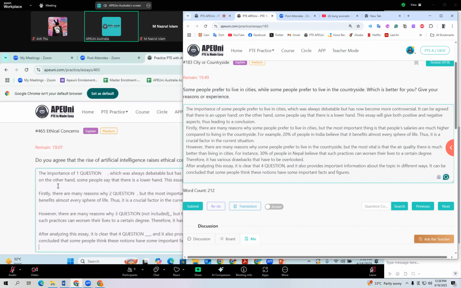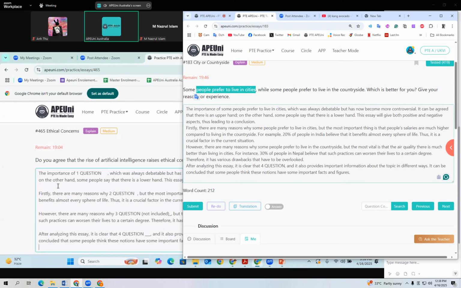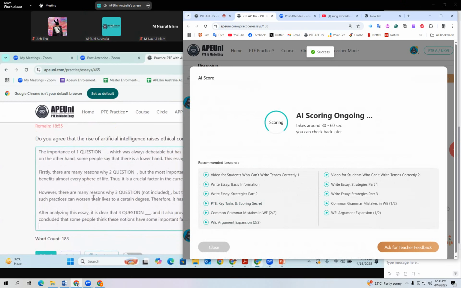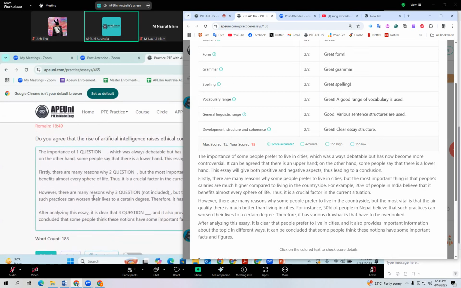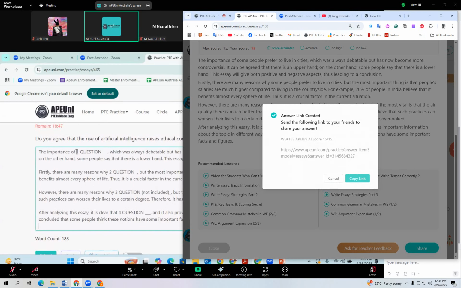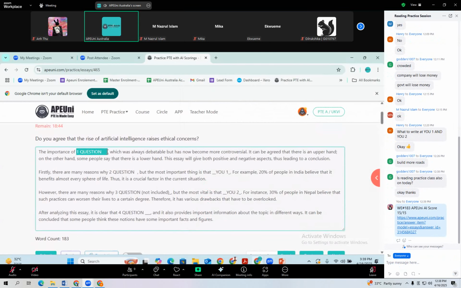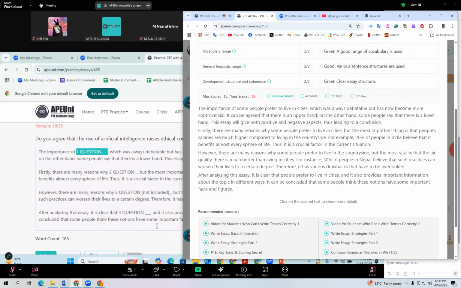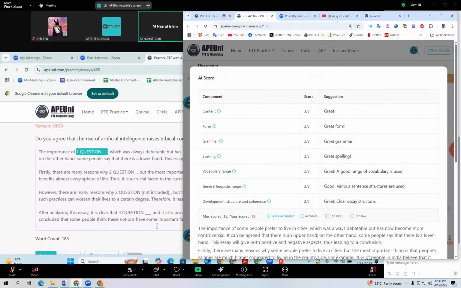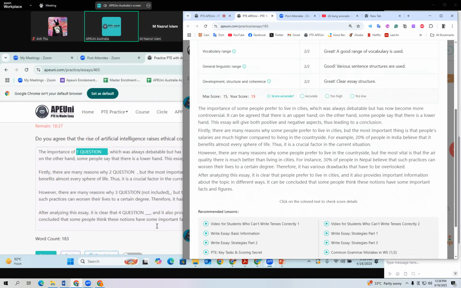So let me write the template first of the positive and negative essay. Okay. So let's say I have written this one. Here I have done cheating, but in the exam you can't do the copy paste, right? So the first thing is you have to choose the main part of the sentence, right? Main part of the question. So what is the main part here? The rise of artificial intelligence raises ethical concerns.